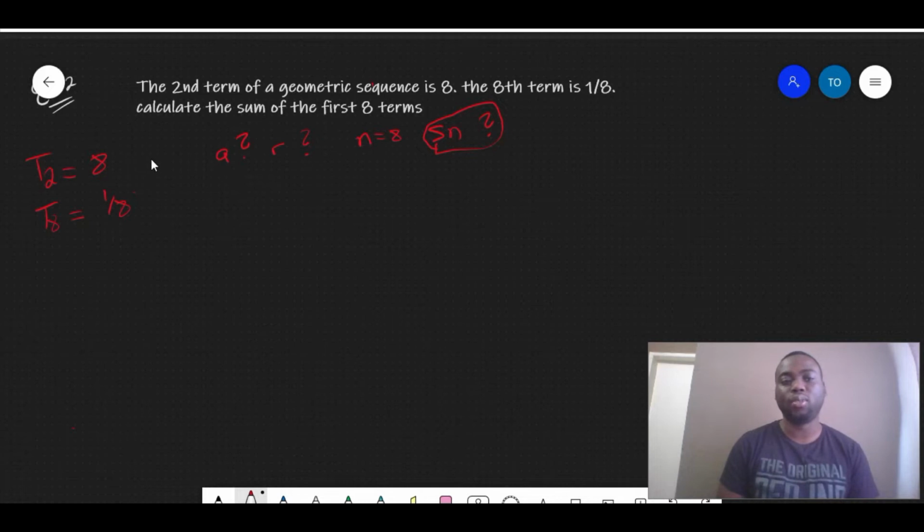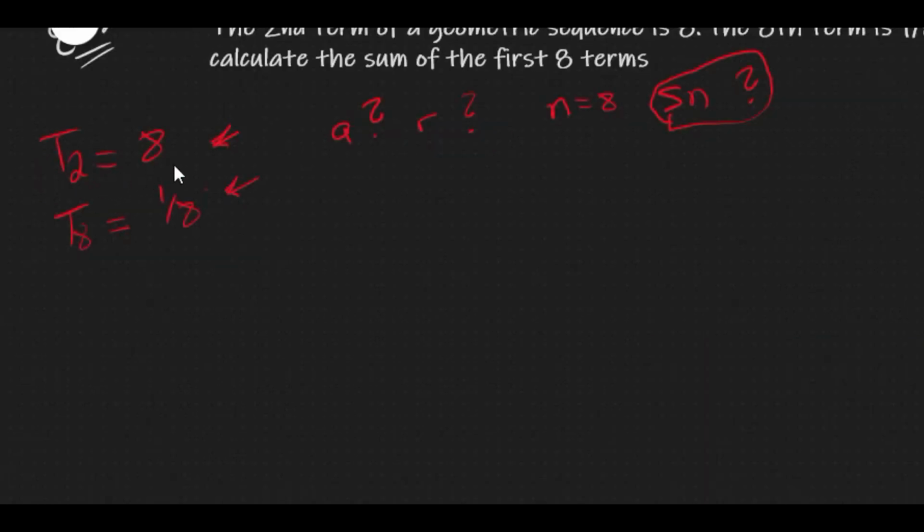And the first thing you see I wrote down was T2 is equal to 8 and T8 is equal to 1 over 8. I would expand this out, right, by using the sequence formula for us to get two equations, and this is what I mean by that.